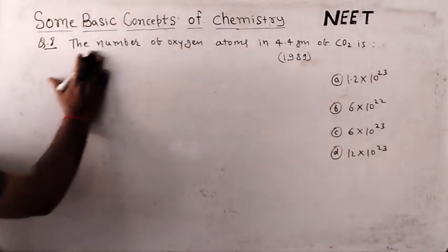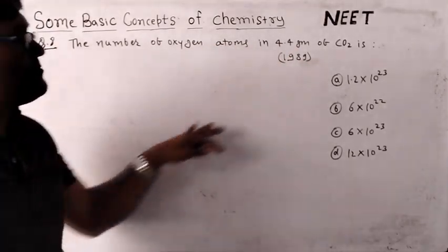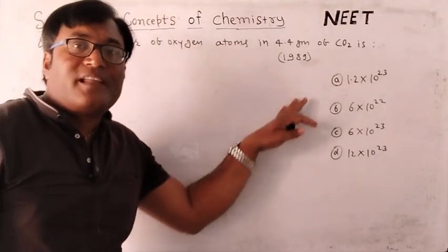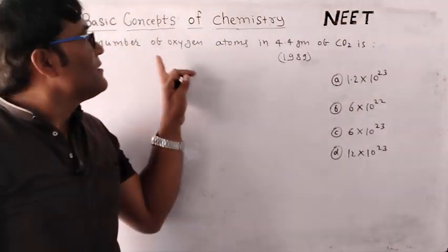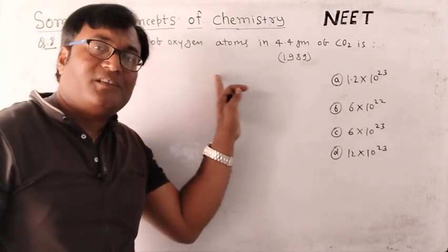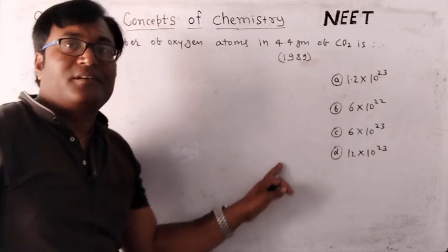According to question number 8, the number of oxygen atoms in 4.4 gram of CO2 each. Options are given. In which option is correct? According to question, total number of oxygen atom. How much? Total number of oxygen atom in 4.4 gram of CO2. Okay.